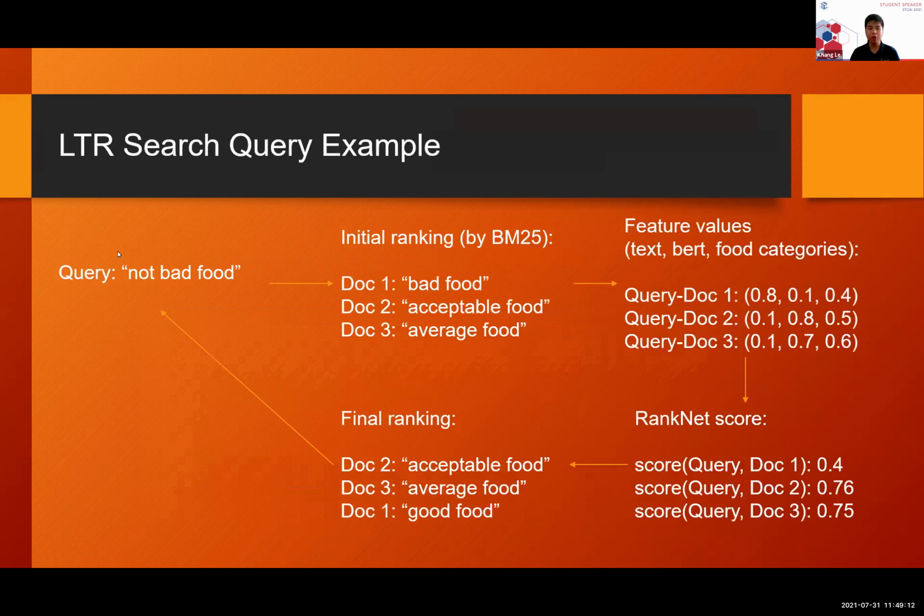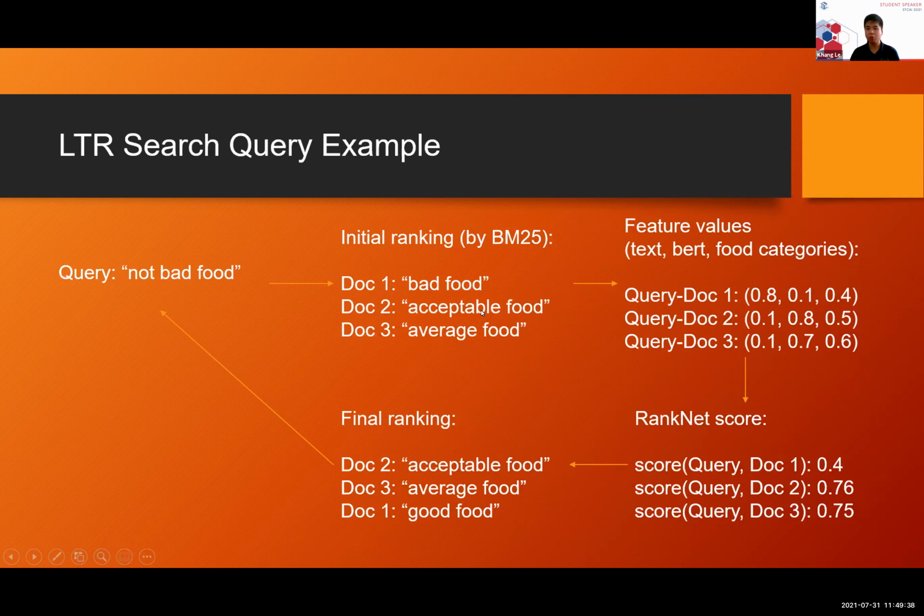So for the query "not bad food", our system will initially retrieve documents by using a simple similarity function, let's say BM25 in this example, which is a classic retrieval method. As you can see in this initial result, document 1 is ranked higher than document 2 and document 3 because it has more terms in common with the query, which is "bad food".